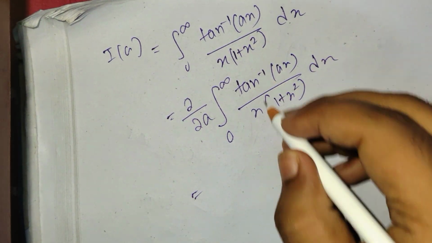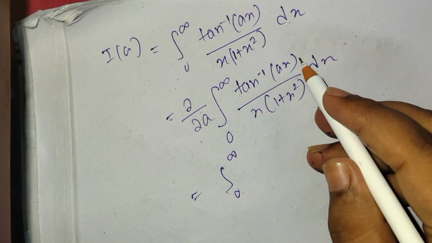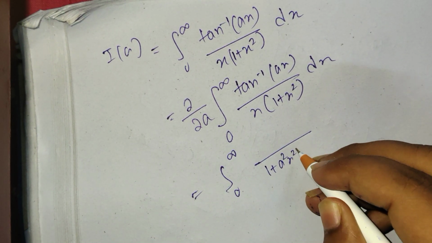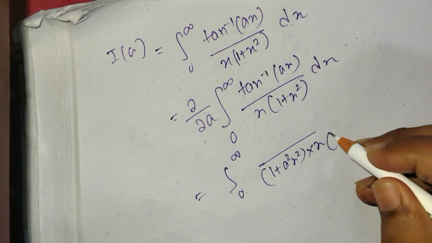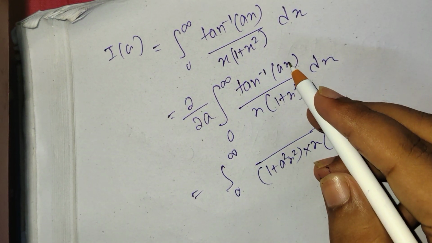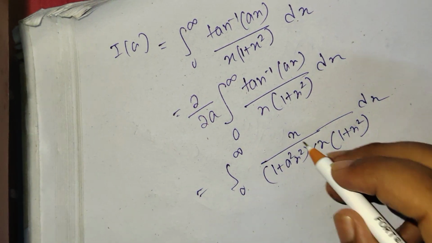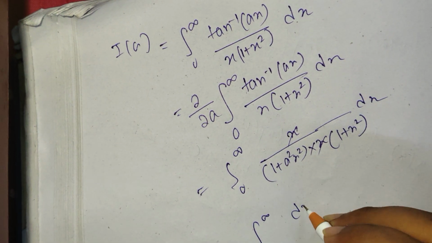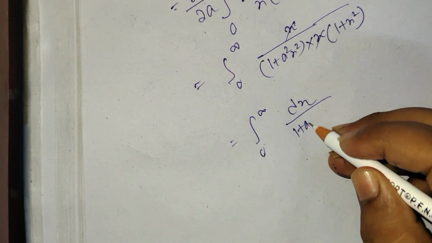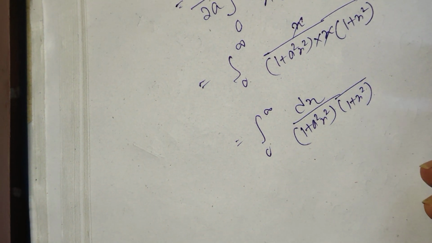Now, this is 0 to infinity, and we integrate the differentiation of tan inverse of a x, which is 1 by (1 plus a square x square) into x, and then divided by x into (1 plus x square). The differentiation of x is x, because x is treated as constant, so the x's will cancel out. So I have to integrate this, and it is 1 plus a square x square, this is 1 plus x square. It's very easy to understand.